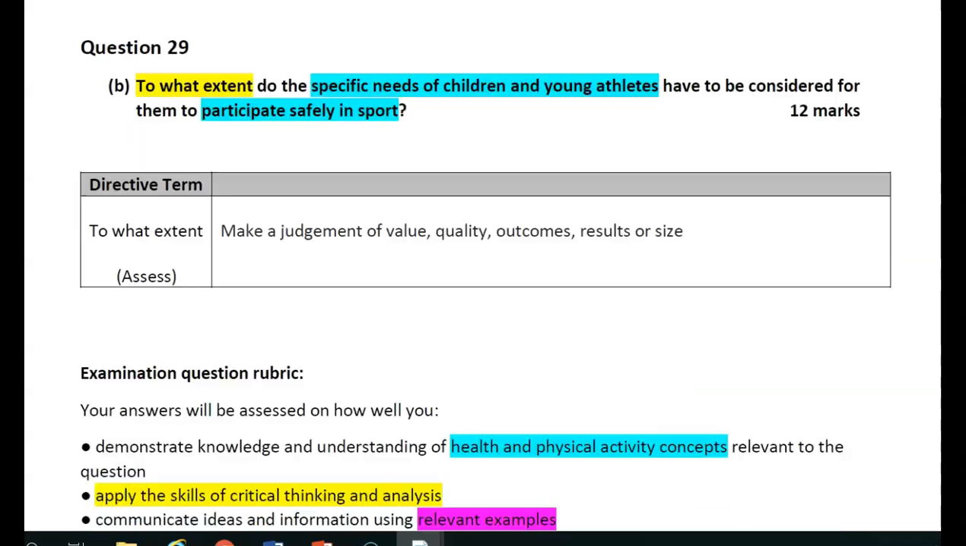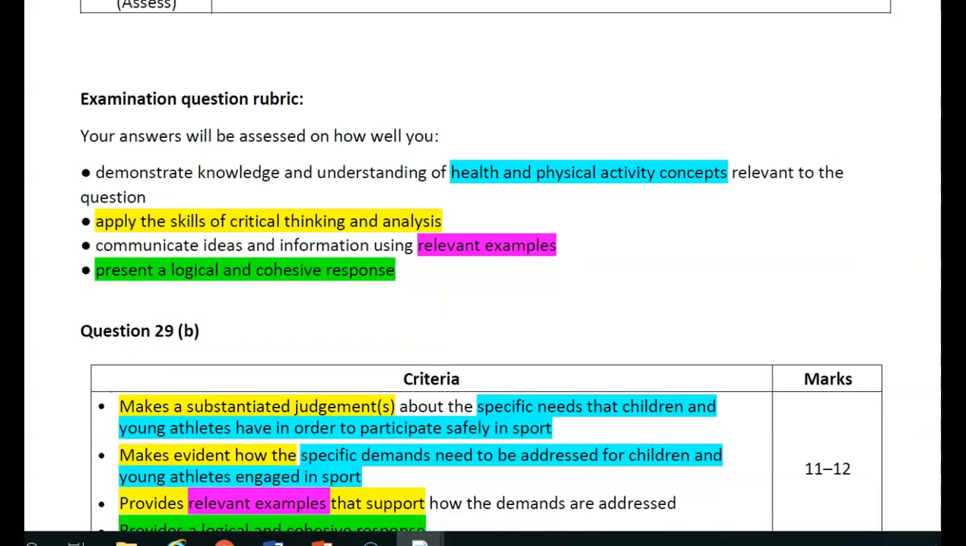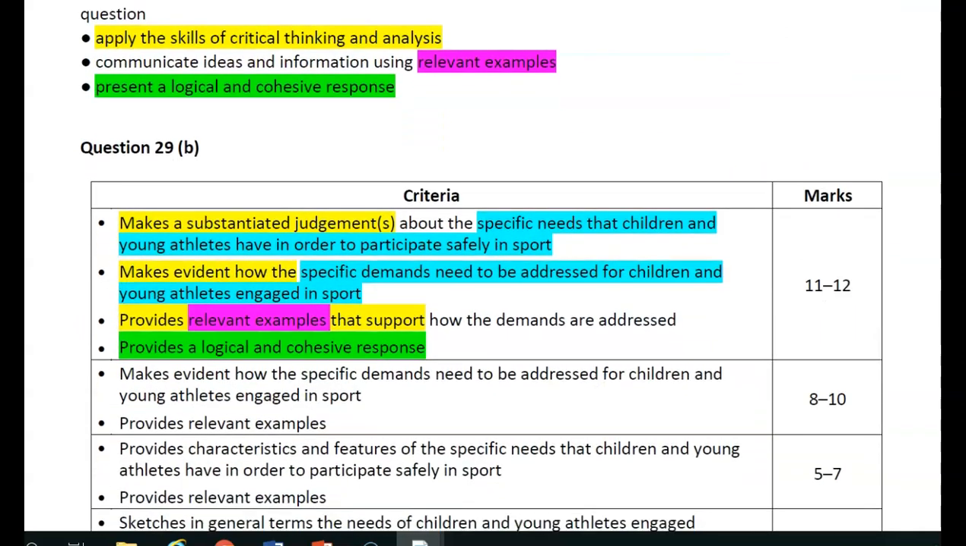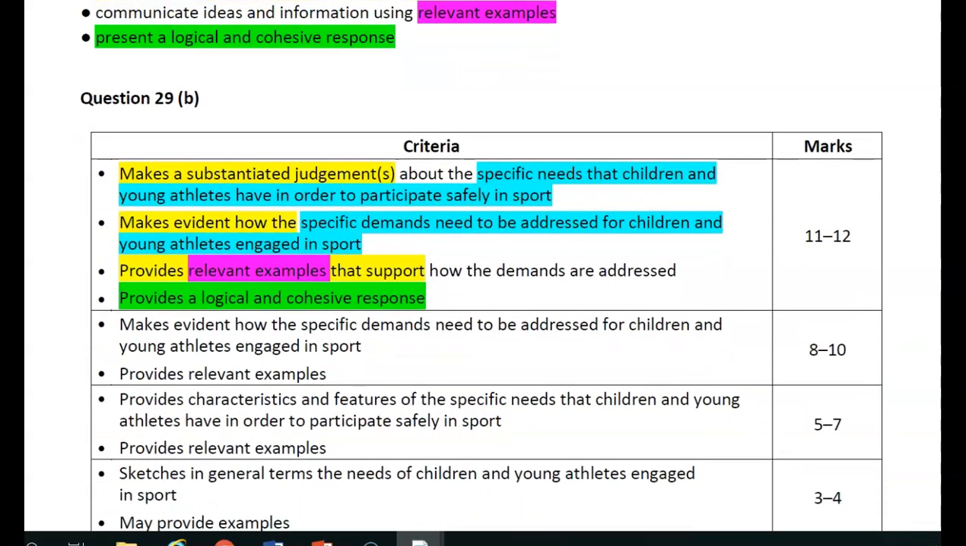So again, I've followed the same structure, which I'd like you to read through. I've used the rubric and highlighted the key components. I've drawn the relationship to the marking criteria so students can clearly see the connections between the question, the directive term, the rubric, and the criteria.